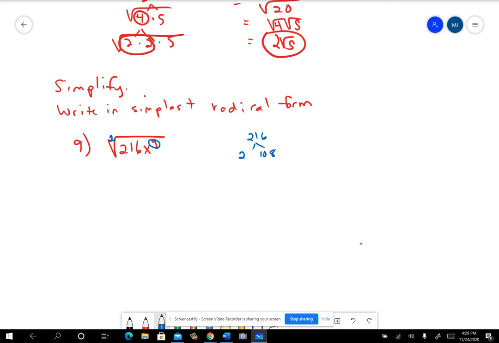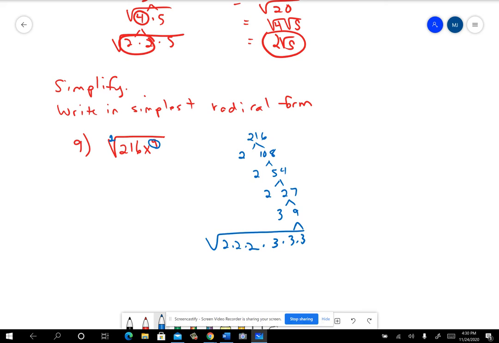So 2 goes in there, 108. 2 goes in there, 54. We can keep going until we get it completely broken down. So this one's kind of interesting. It has 1, 2, 3 2s and 1, 2, 3 3s. That's 216.